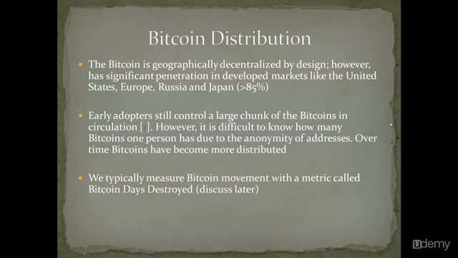We typically measure Bitcoin movement with a metric called Bitcoin days destroyed. I have a very good way of explaining this, and I'm going to reserve it for a little bit later in the lecture. And new Bitcoins are added to the Bitcoin economy by a process called Bitcoin mining. This is so incredibly important that I'm actually going to discuss Bitcoin mining in its own dedicated lecture, Lecture 4. So hold tight on that one.